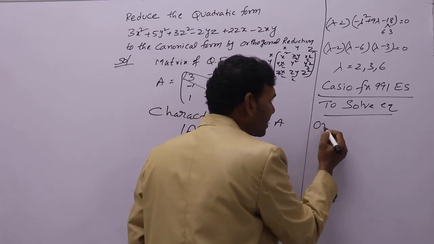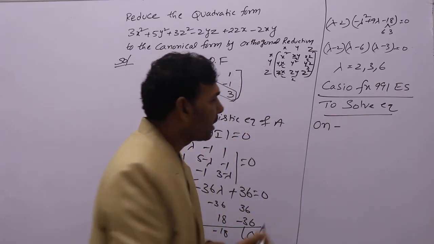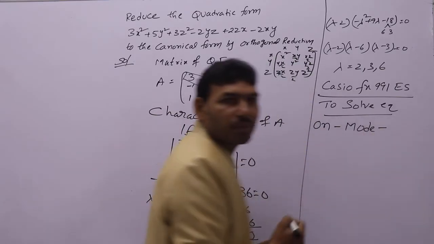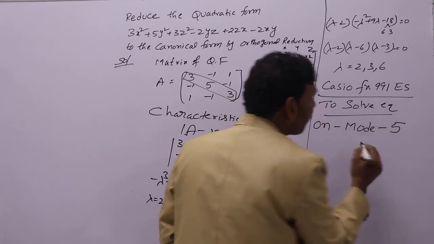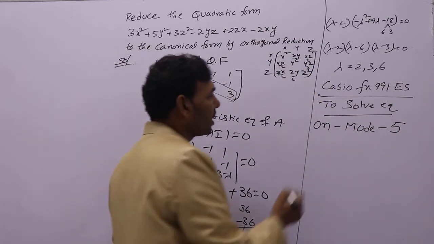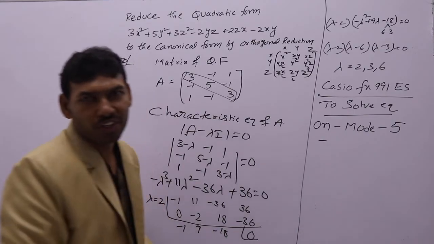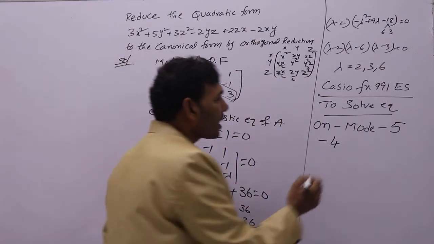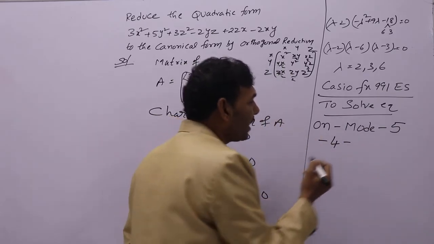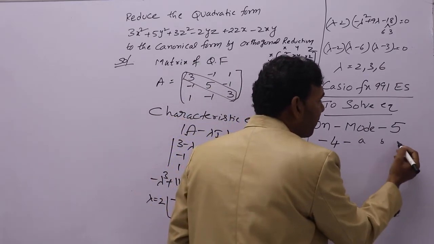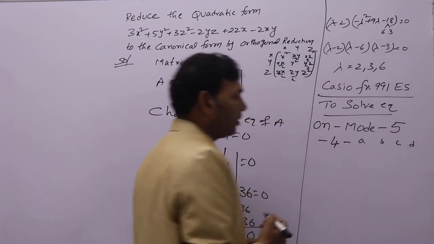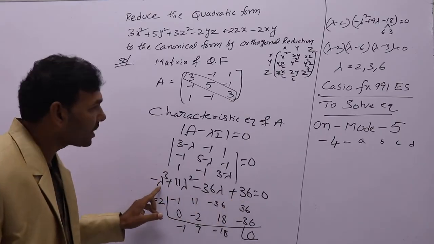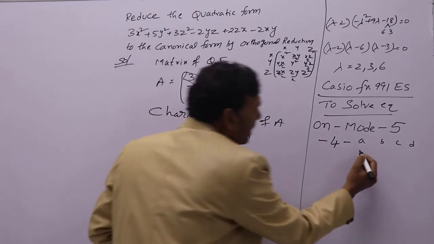First switch on the calculator. Next you will have one button, mode. Press the mode button. Next press 5. 5 is the equations option. In that, you need to solve a third degree equation, so press 4, the last option. If you press 4, the calculator display will ask the A value, B value, C value, D value. You can enter the coefficients here. The lambda cube coefficient is A. What is the lambda cube coefficient? Minus 1.